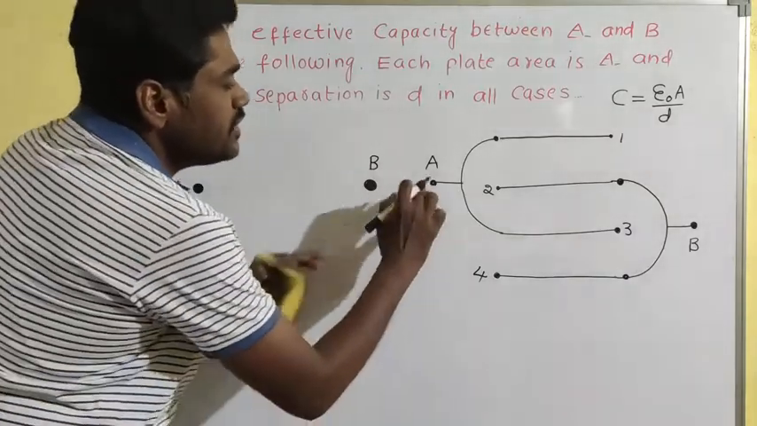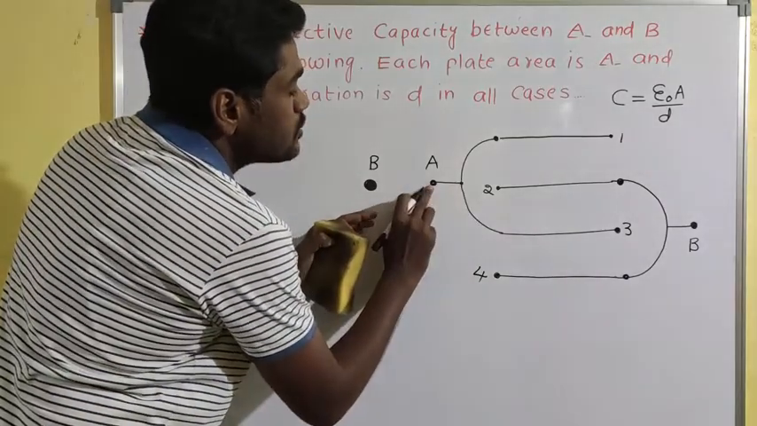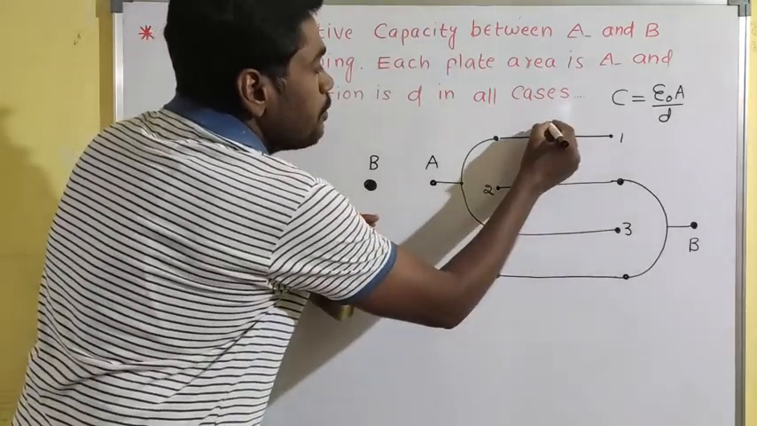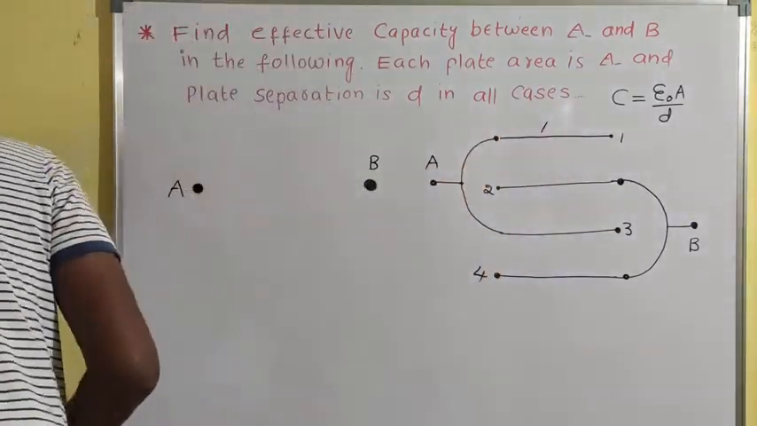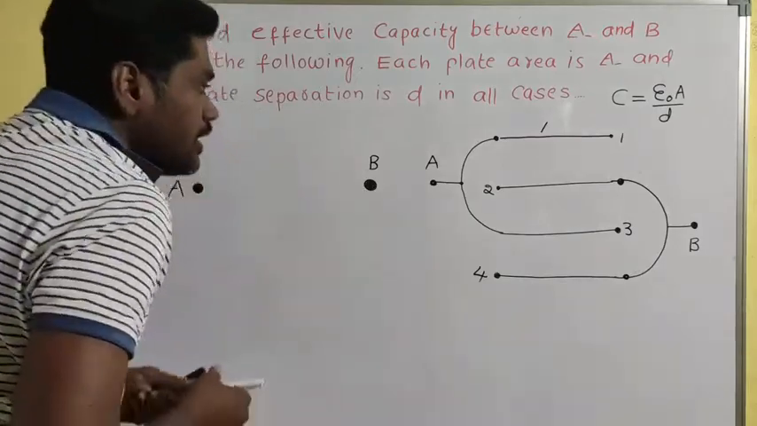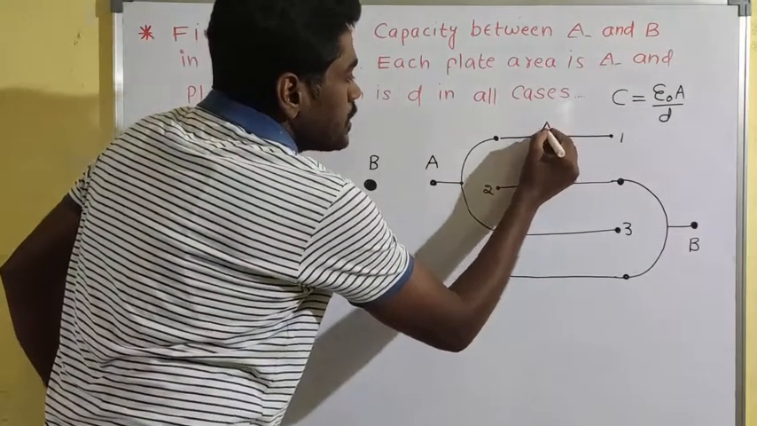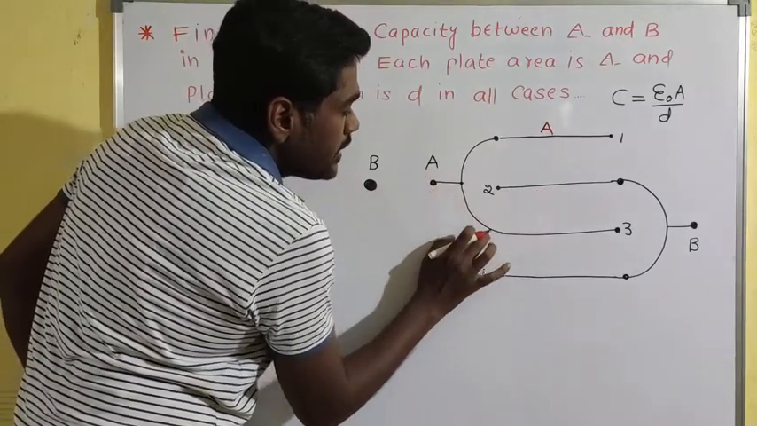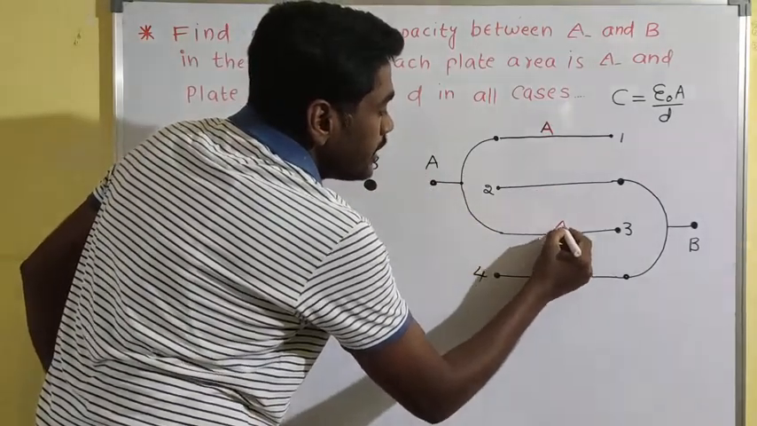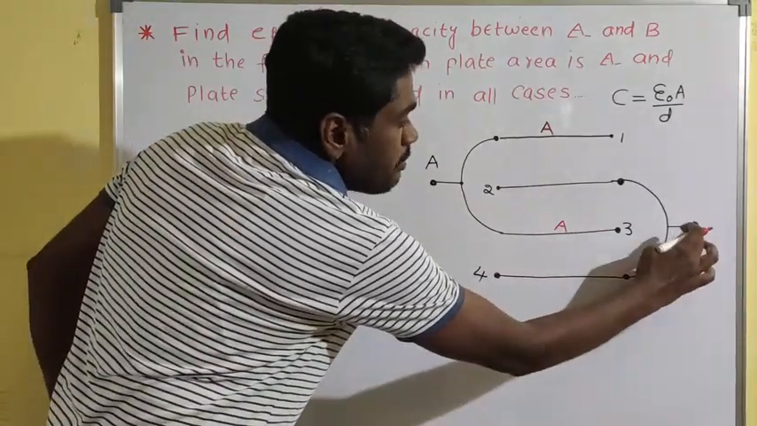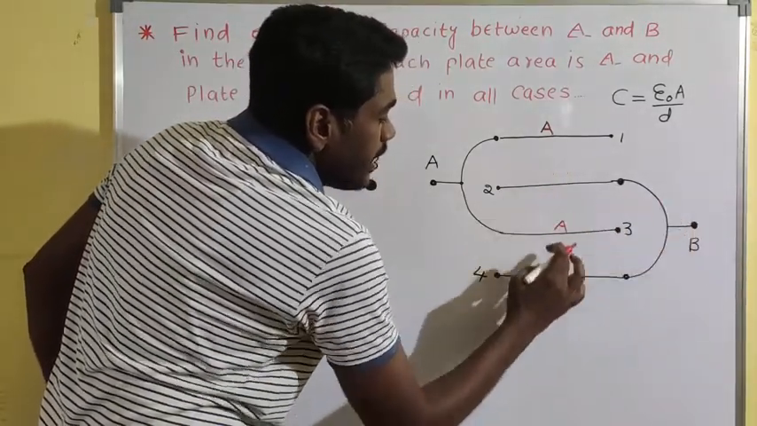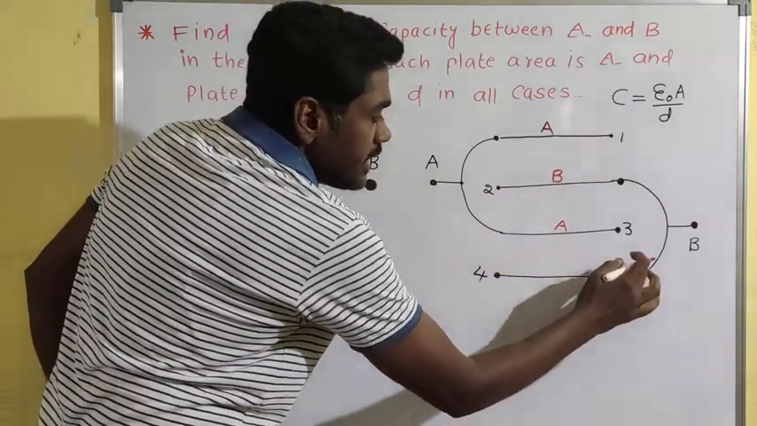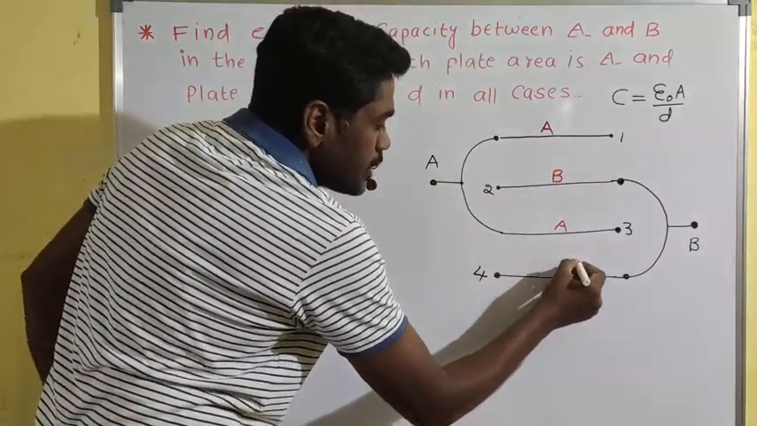Now you see, this is connected to this plate and this plate. Therefore here I put A, and this plate is also A, and this point is connected here, so it is also A only. Next, B is connected to the second plate and the fourth plate. Therefore here I am representing B, and here also I am taking B.